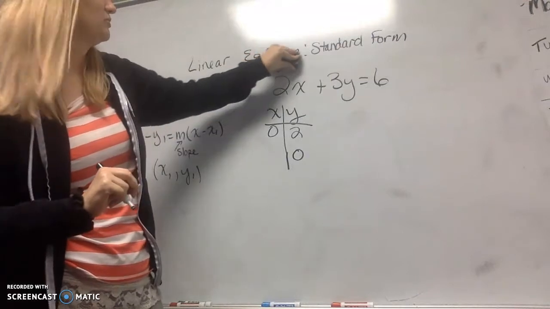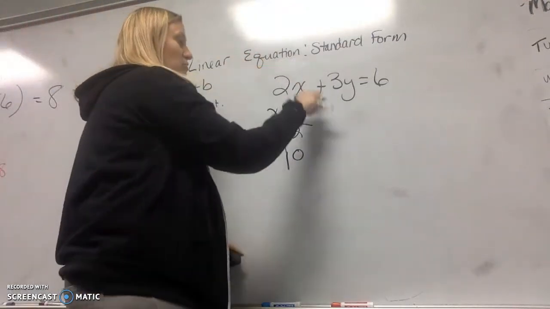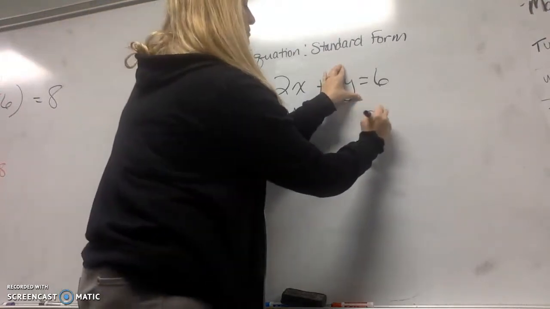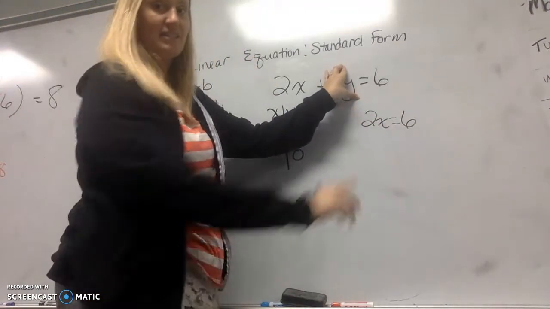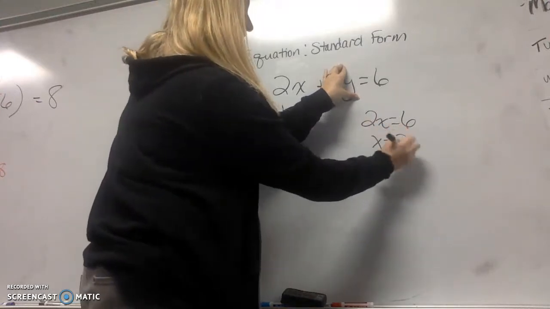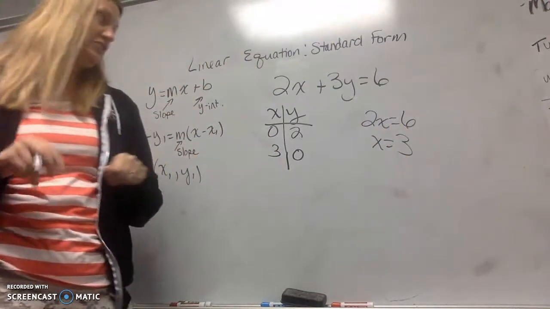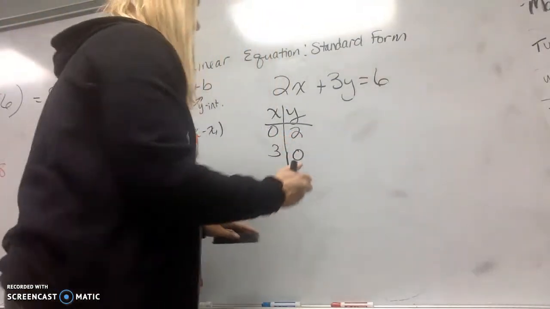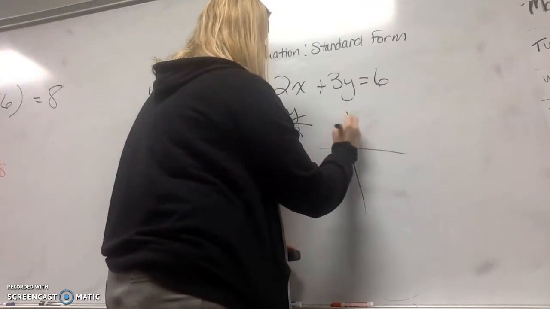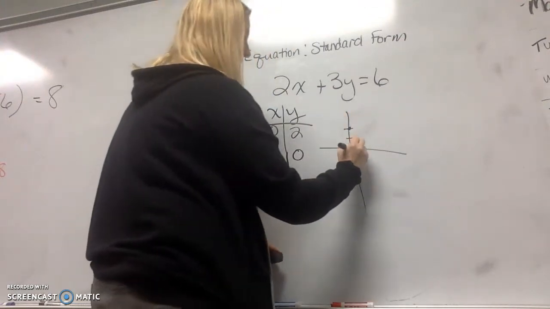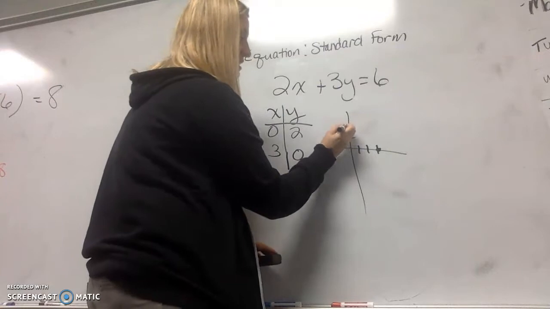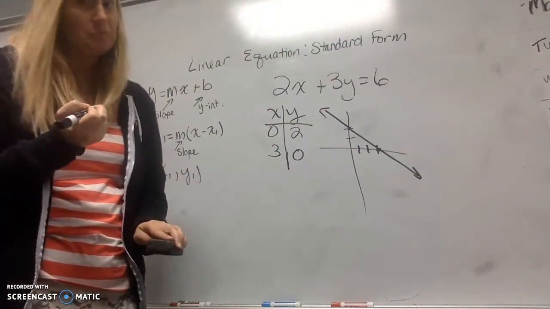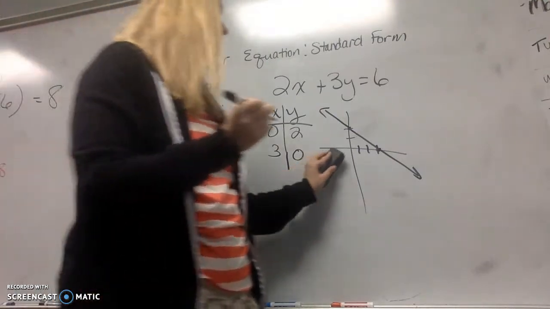If I plug 0 in for y, kind of the same thing. 3 times 0 is 0. So that entire term goes away, and I'm really left with just solving that. 2x equals 6. Well, x has to be 3, so my x-intercept is 3. So those are 2 quick and easy coordinate points. I could now plot them. So there's my y-intercept. There's my x-intercept. Connect the points, and I have my line. Pretty easy to graph. Doesn't take too much work.